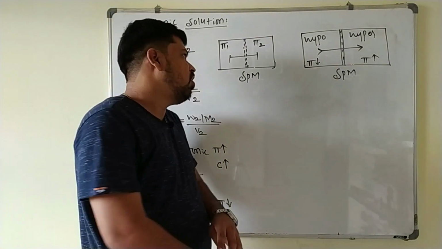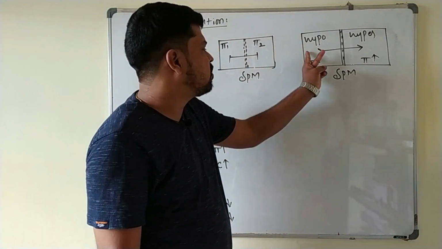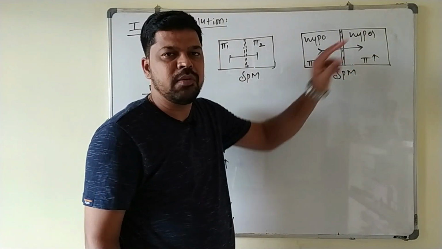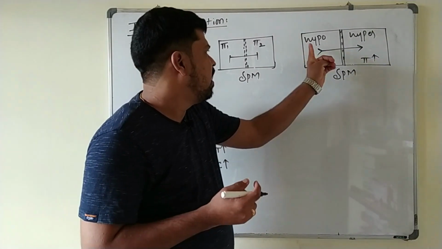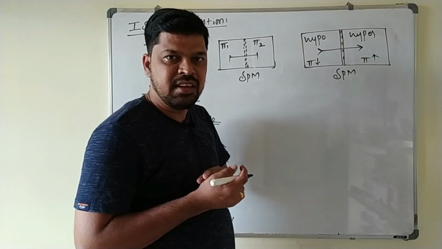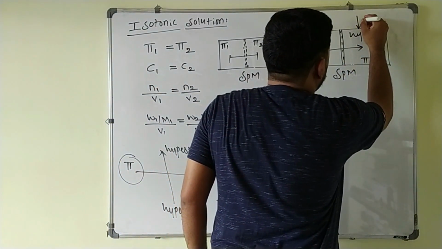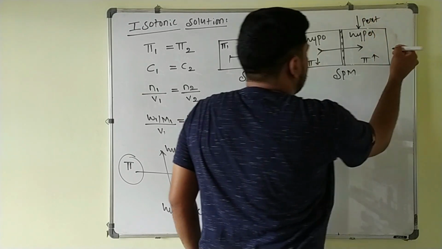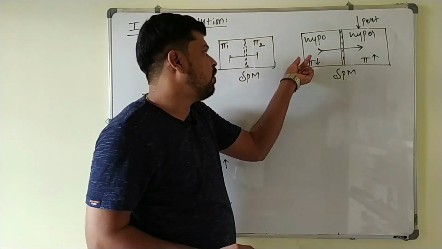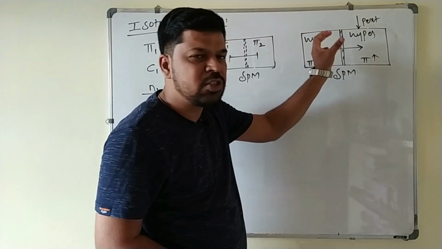In the CET or in the competitive exam, they will ask from which solution to which solution the movement of solvent molecule takes place. That is hypo to hyper. This is in case of osmosis. If an external pressure is applied on the hypertonic solution, what happens here? The movement of solvent molecule slowly decreases, and at a particular external pressure it stops here.